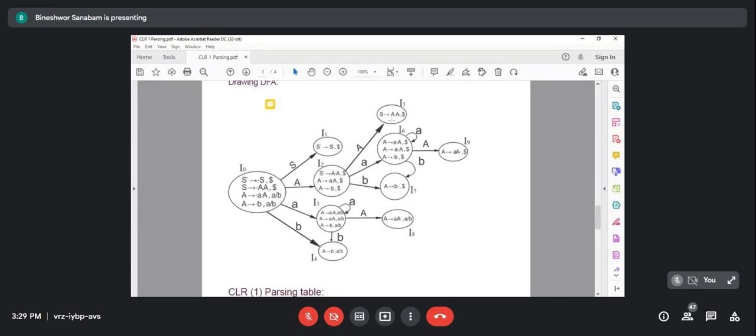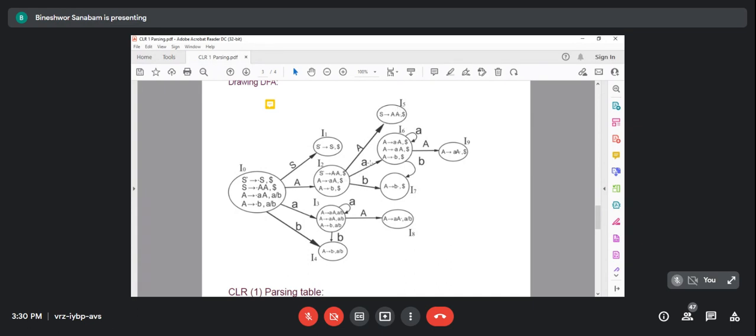So from I2, let me just explain once. From I2, if you carry out goto of A, it will give you the closure of this. The closure is S implies A A dot, comma dollar. So here after the dot there is nothing and it's the final item, so we can't do anything more.